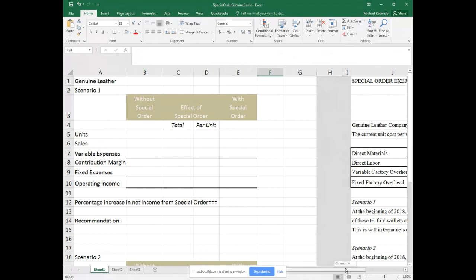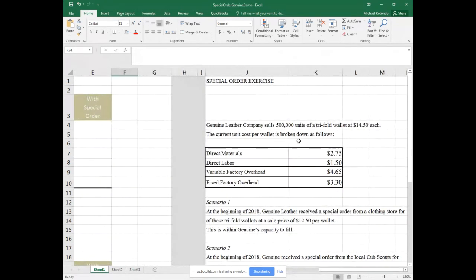In our example, the special order exercise we're going to look at has to do with the Genuine Leather Company. They sell 5,000 units of a trifold wallet at $14.50 each, and here is the current unit cost per wallet. We have direct materials, direct labor, and variable factory overhead. These are all variable costs, right? So these are our variable costs per unit, and they total $8.90. We also have fixed factory overhead of $3.30 per unit.